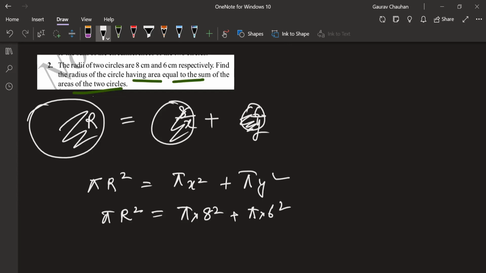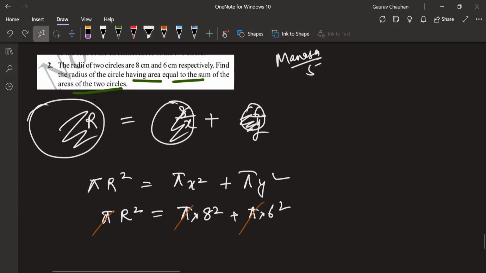What can I do now? I can do what simply, Tulsi? Cancel both sides with pi. This will go. You'll have r square equal to 8 square plus 6 square. Can someone tell me the answer without doing it actually? So Pythagorean triplet. It's 8, 6. What is this one? 10. Okay. But anyhow, do it properly.